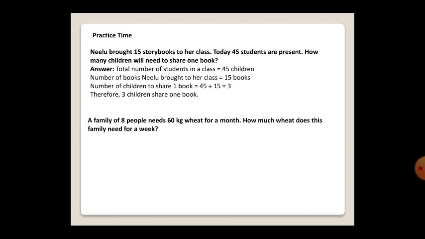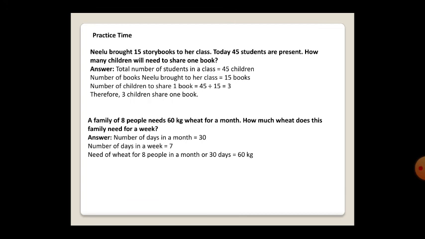A family of 8 people needs 60 kg wheat for a month. How much wheat does this family need for a week? See, there is a family of 8 people. They need 60 kg of wheat for a month. In 1 month, 60 kg for 8 people. How much wheat does this family need for a week? So the number of days in a month is how much? 30 days. Number of days in a week, 7.